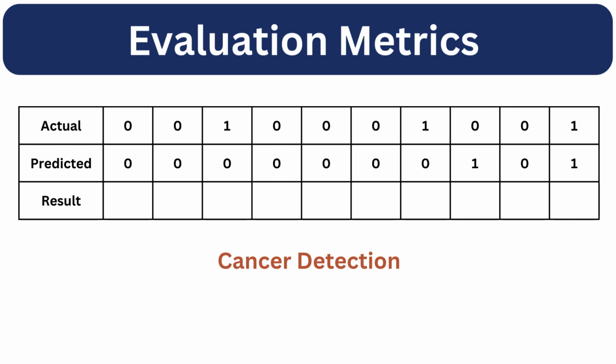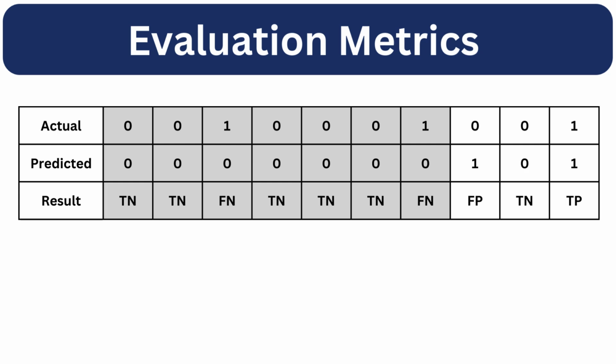If we look at the first instance, actual and predicted both are negative, which means the patient did not have cancer and the model also predicted no cancer. So it is called true negative. Next instance also represents the same. In the third instance, actual class was positive, but the model incorrectly predicted it as negative. So we call it false negative. Next three instances are again true negatives.